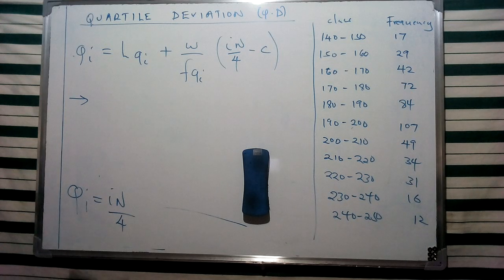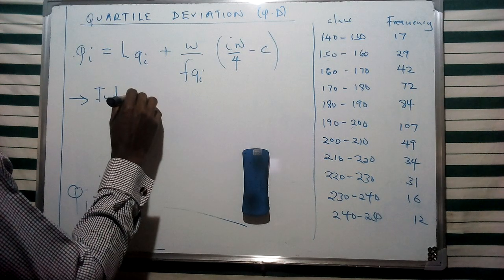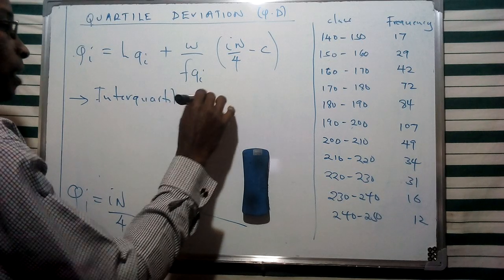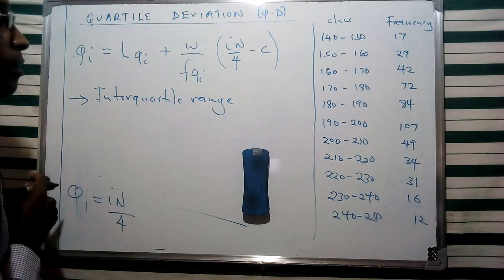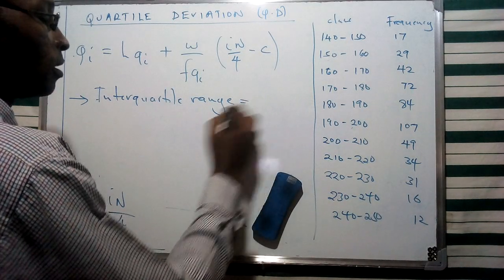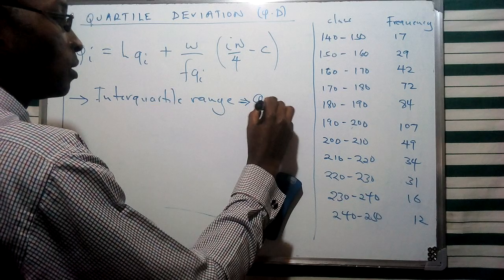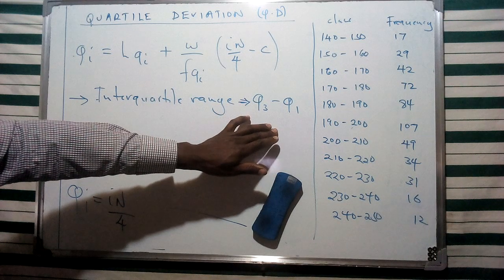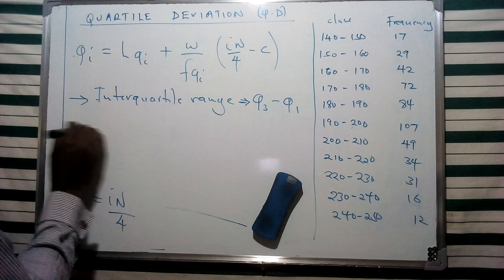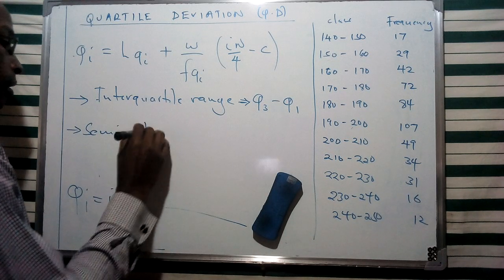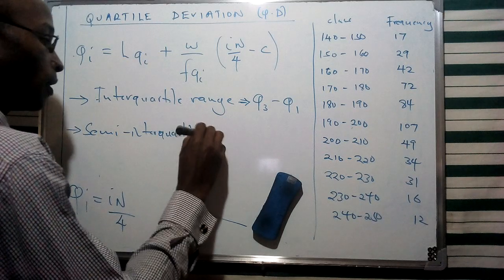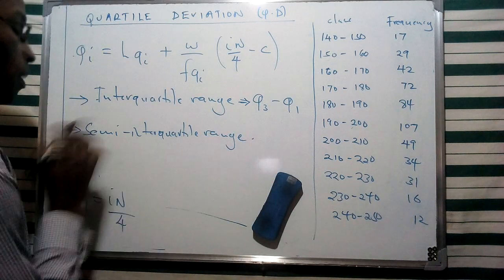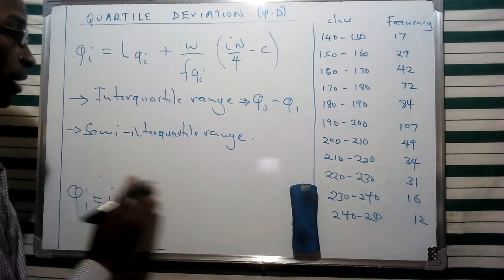Now, I've mentioned the interquartile range. We have said the range is the difference between the largest and the smallest value. And for these quartiles, the difference between the largest and the smallest quartiles, given as Q3 minus Q1, is going to give us the interquartile range. And of course, I've mentioned the concept of the semi-interquartile range. Now, this basically refers to half of that specific quantity.